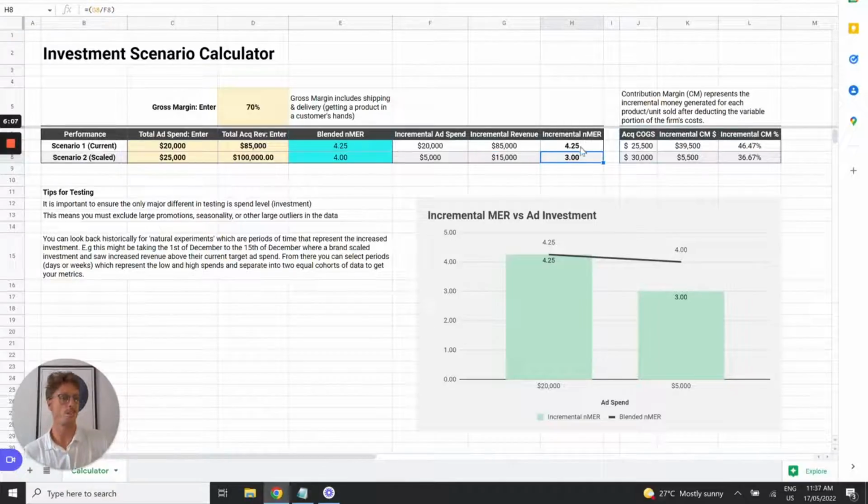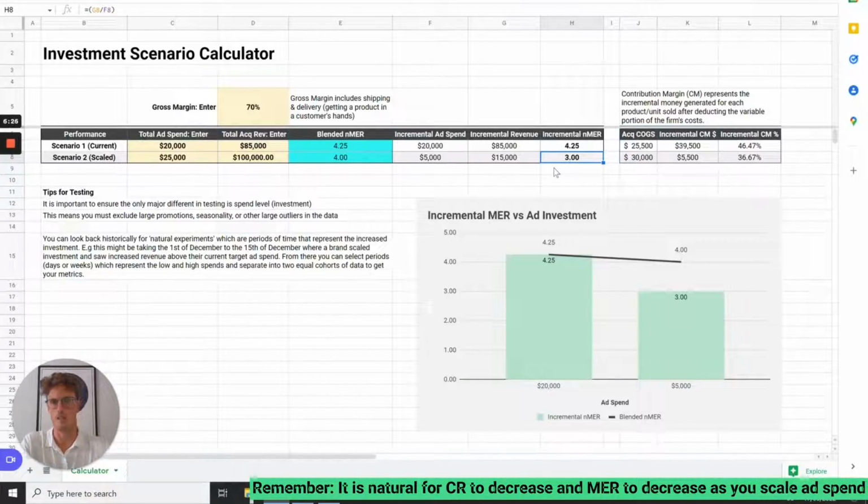So we can see the difference here. We can see we're going from a 4.25 across the total spend of 20 to, across that additional $5,000, we're going to generate a lower return. And this is very natural. It's very common to see this. And this is, again, why it's important to keep testing, to keep optimizing, to not just rest on the audiences that you have today, because they very much will be gone tomorrow.